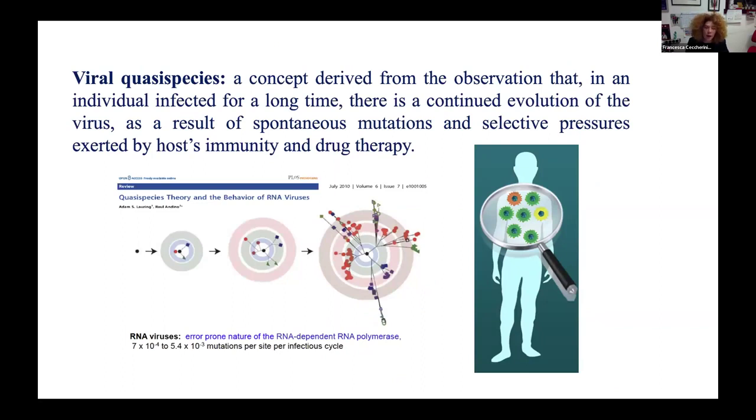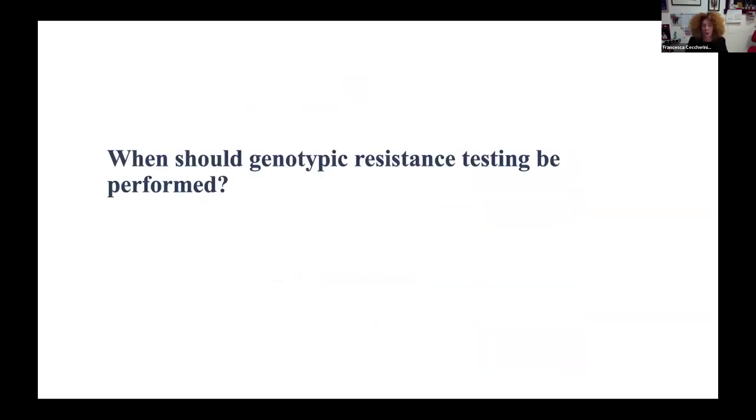Regarding the quasispecies, it is a very important phenomenon when we have a chronic infection. That means that when an individual is infected for a long time, there is a continuous evolution of the virus as a result of spontaneous mutations and selective pressure. This is because HIV is an RNA virus, and like all RNA viruses, particularly for the reverse transcriptase enzyme, we don't have proofreading correction. And so this is the reason that we can have an accumulation of mutations.